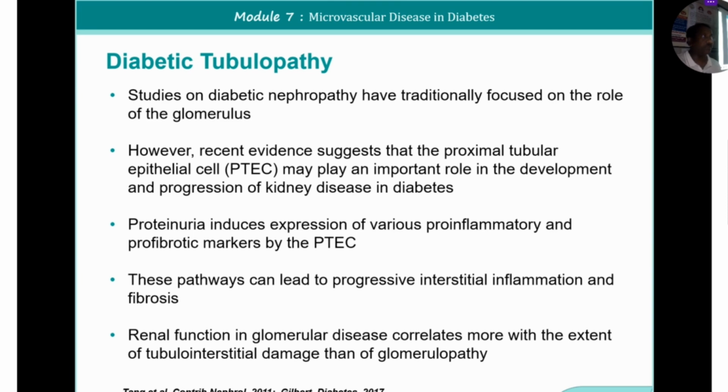Diabetic tubulopathy: not only glomerulopathy, here there is tubulopathy. Recent evidence suggests that proximal tubular epithelial cells may play an important role in the development and progression of kidney disease in diabetes. Proteinuria induces the expression of various pro-inflammatory and pro-fibrotic markers. These pathways can lead to progressive interstitial inflammation and fibrosis. Renal function in glomerular disease correlates more with the extent of tubulointerstitial damage than with the glomerulopathy.